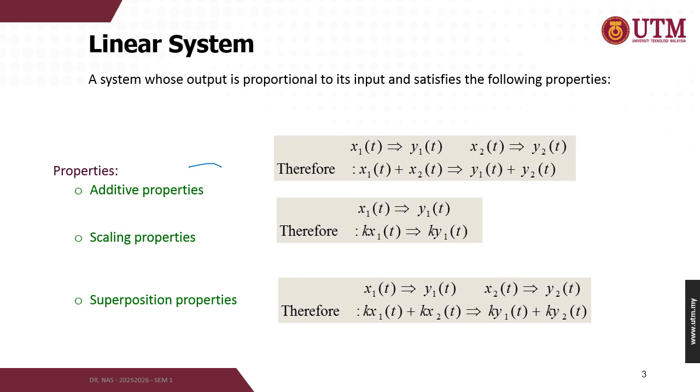When the input is added with another input, the output will also be added together. If the signal is scaled by a variable k, then at the output the output is also multiplied, or scaled, by k. And it also fulfills the superposition property, which includes the additive and the scaling property. This can also be called homogeneity.